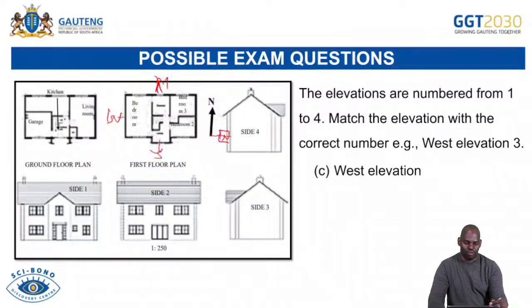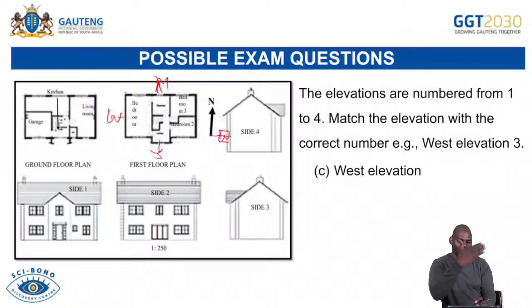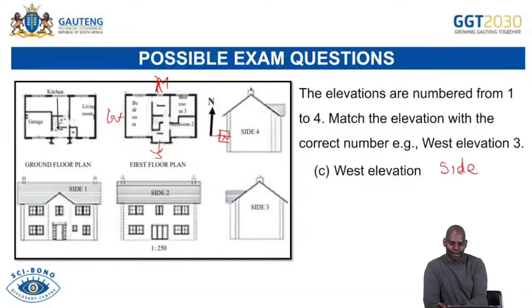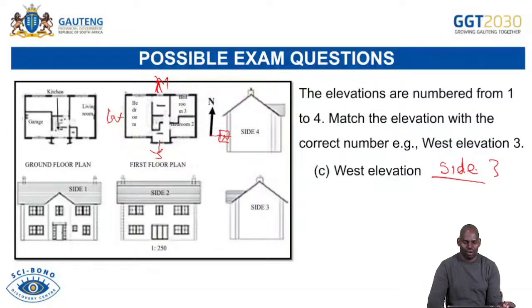So imagine yourself looking at this. So the west elevation, obviously, if you are facing this way, the veranda, you're going to see it on your left hand side. Okay, the veranda will be on your left hand side. So where you see the veranda being on the left hand side, it's side 3. So side 3 is the one that is the west elevation. Okay, actually the west elevation is this one.